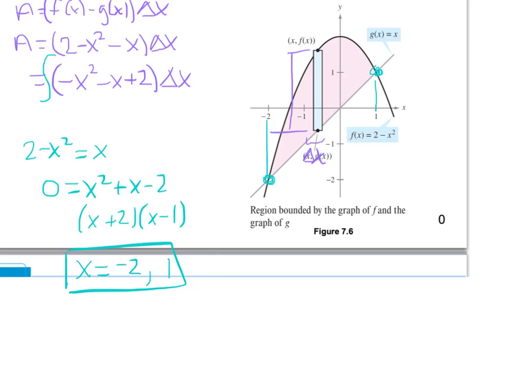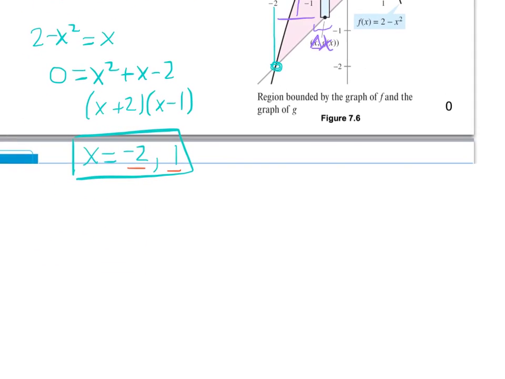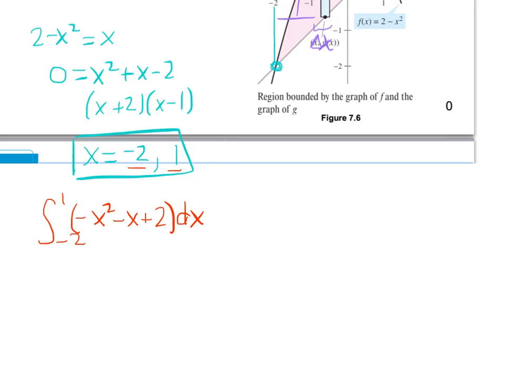Now I'm going to take those points of intersection, and because I drew a vertical rectangle and I'm integrating with respect to x, I'm going to take this negative 2 and this 1 and plug them in for my boundaries of integration. So I have negative 2 to 1. When I integrate this, I end up with the integral from negative 2 to 1 of negative x squared minus x plus 2 times dx.